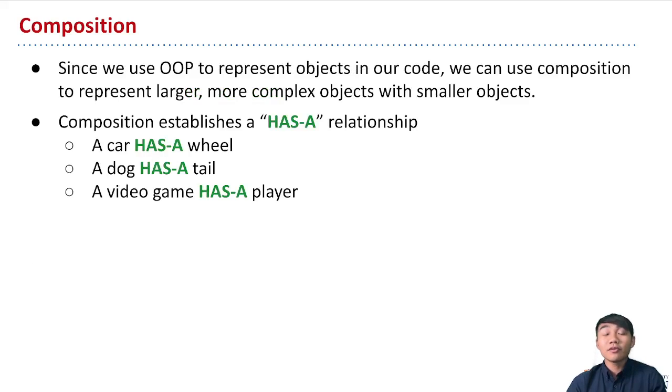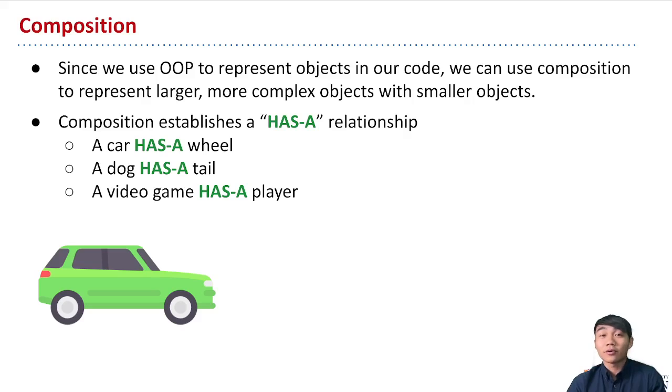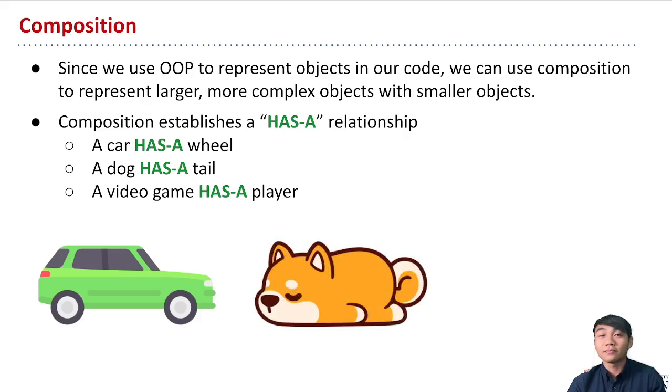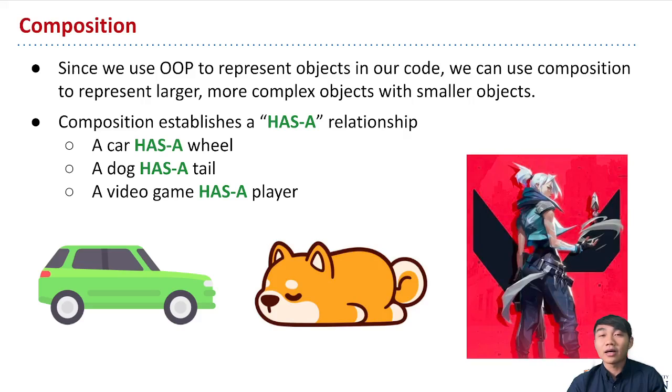So composition revolves around the idea that we can define an object with other parts. In other words, we can define an object that is composed of other objects. And a simpler way to phrase this in English is that composition establishes a has-a relationship. Like a car has a wheel, or a dog has a tail, or a video game has a player.